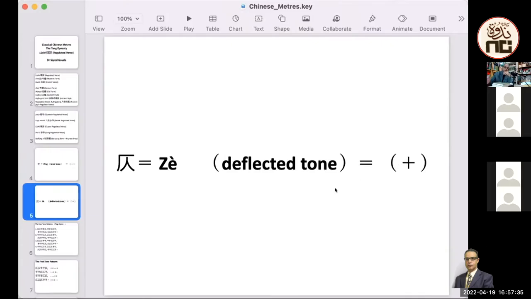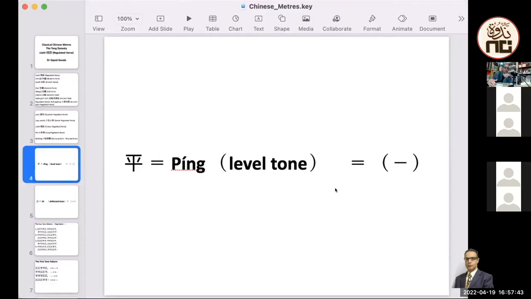And in the old time, there were four tones. The first is ping, and then shang, and then qu, and then ru. Ping sheng, shang sheng, qu sheng, and ru sheng. However, in modern Mandarin, this ru sheng doesn't exist anymore. It still exists in some dialects in southern China. Some dialects, still until now, have this ru sheng. But modern Putonghua doesn't have this ru sheng anymore.